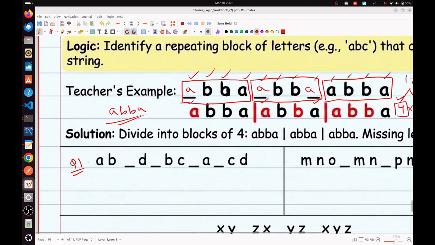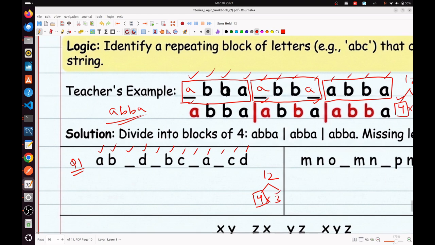Question number 1. Here we have A B dash D like this. We need to fill out these gaps. Firstly, we need to identify the letters. Letter count: 1 2 3 4 5 6 7 8 9 10 11 and 12. Here also we have 12. Let's split up. 4 3s are 12, right? We can split with 3, but also with 4.